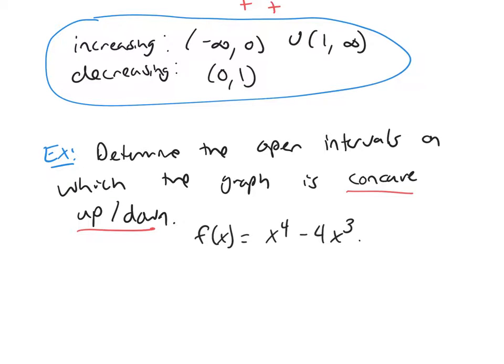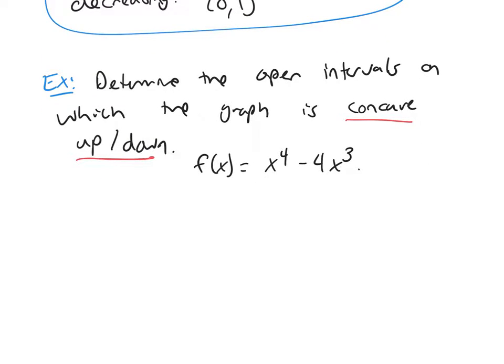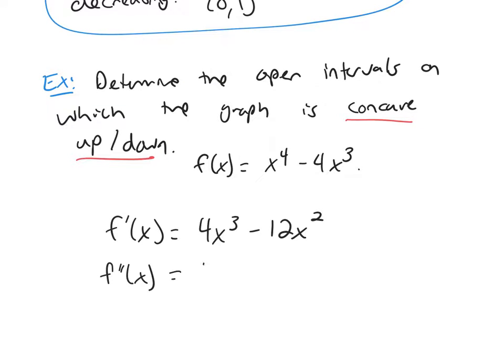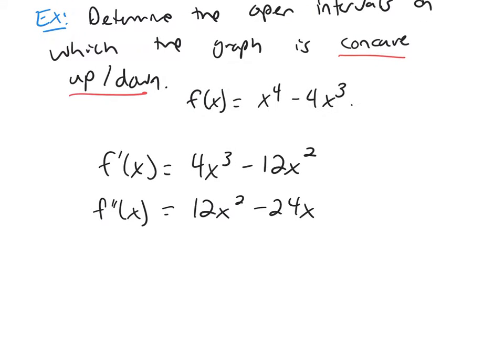If you're talking about concavity, that is the second derivative. So we're going to take our function and find the first derivative, 4x cubed minus 12x squared. If you were talking about increasing or decreasing, you would look at this function, but because we're talking about concave up, concave down, we need the second derivative, so you're going to take another derivative here. That's a polynomial. It's always defined.